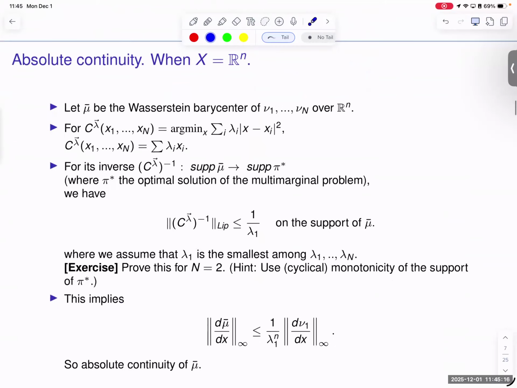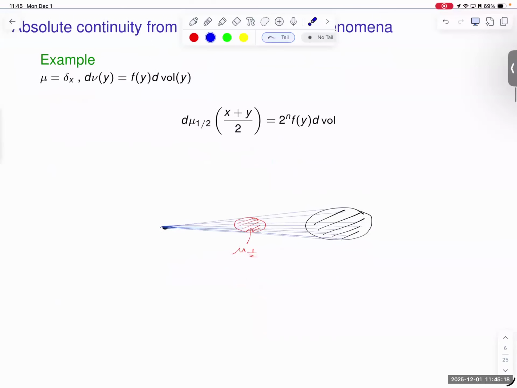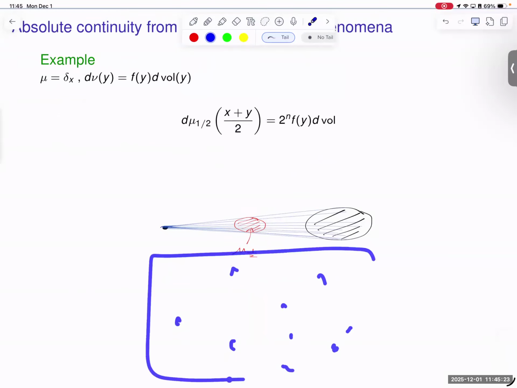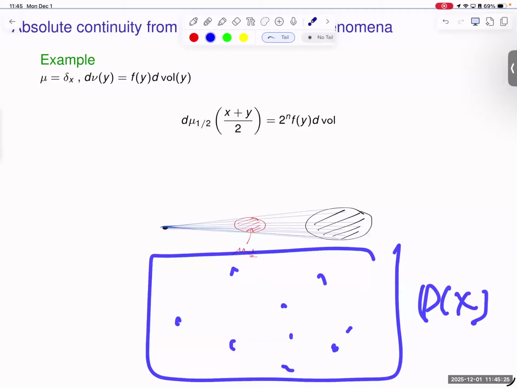And when you have not just two, but many measures, in the space of probability measures, and one of them is absolutely continuous and the others, let's say, are all singular, then what happens?